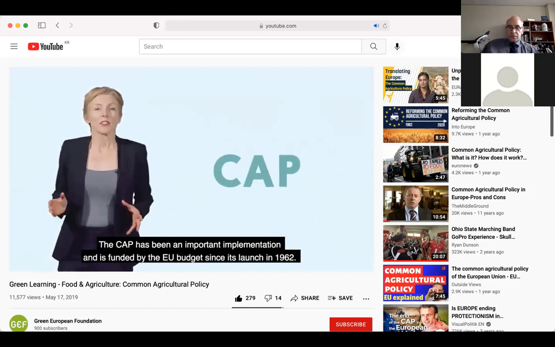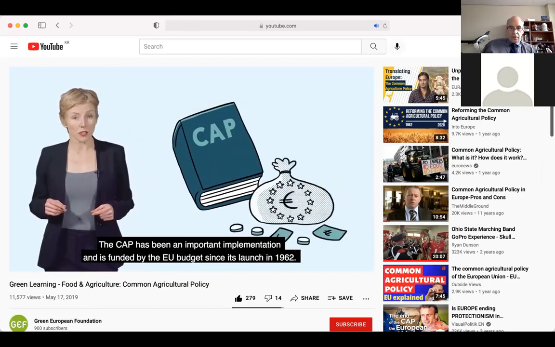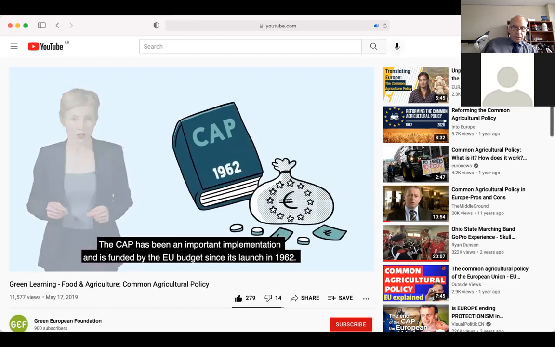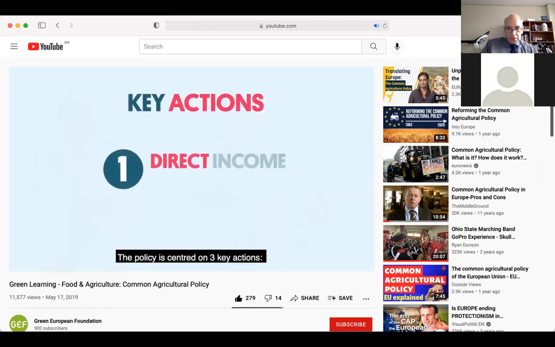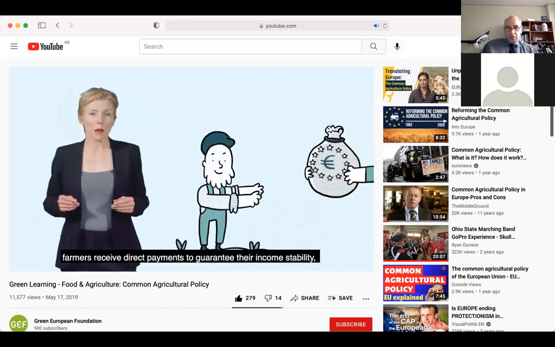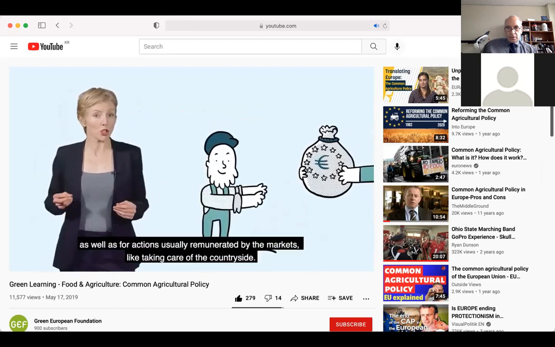To understand how food policy works in Europe, you need to know about the Common Agricultural Policy, the CAP. The CAP has been an important implementation and has been funded by the EU budget since its launch in 1962. The policy is centered on three key actions. First, direct income support. Farmers receive direct payments to guarantee their income stability, as well as for actions usually remunerated by the markets, like taking care of the countryside.